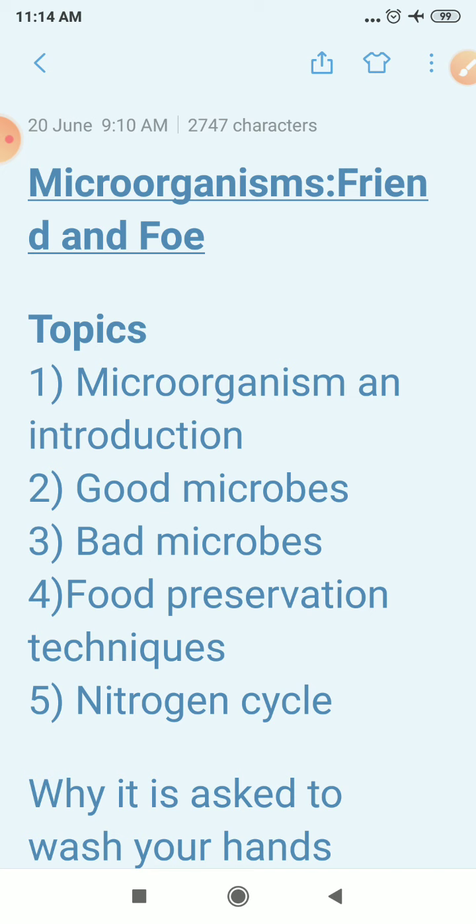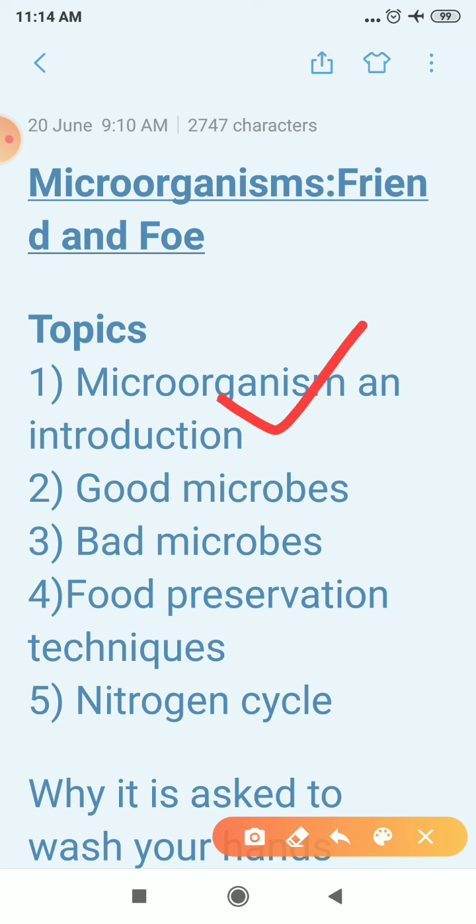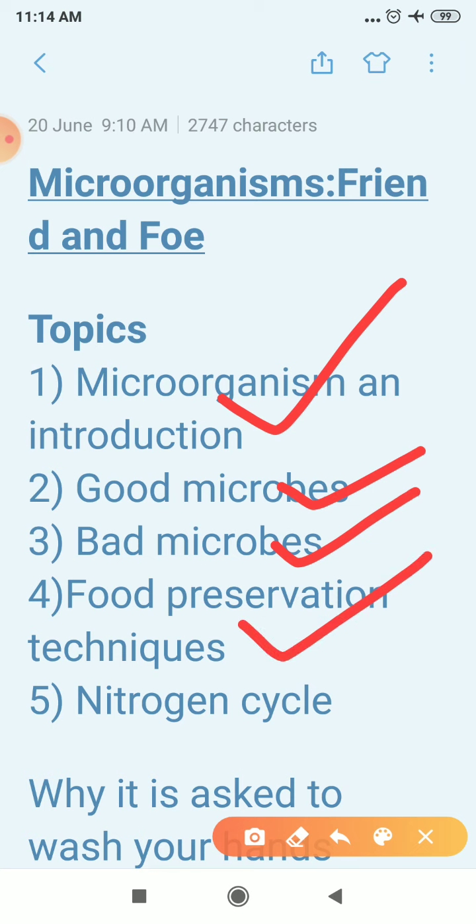Topics to be covered in this chapter are microorganism and introduction, good microbes, bad microbes, food preservation techniques, and nitrogen cycle.